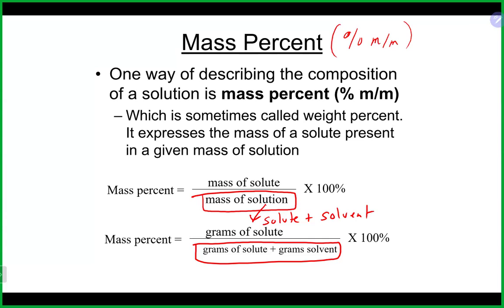And it's a very common mistake that people make, which is they just end up dividing by the mass of the solvent rather than the entire solution together. So you definitely want to make sure that you have the mass of the entire solution.